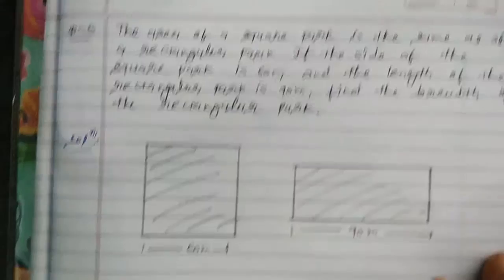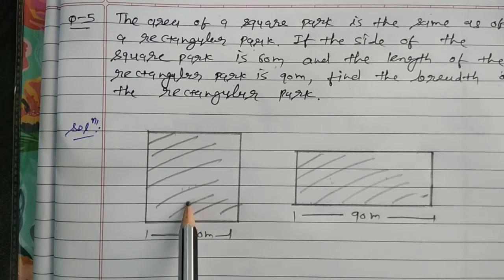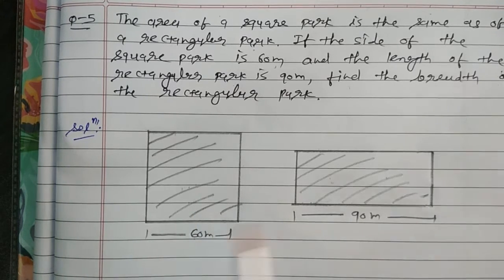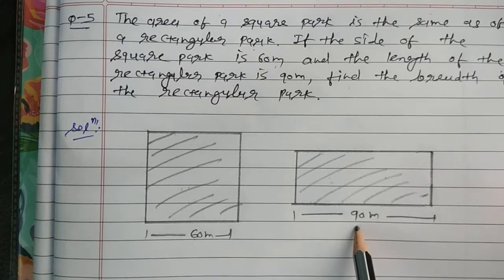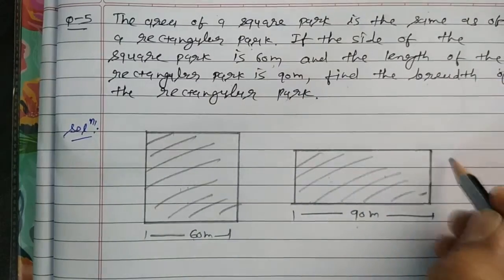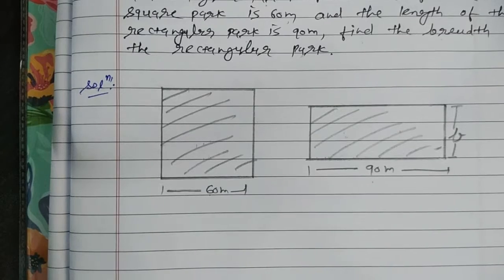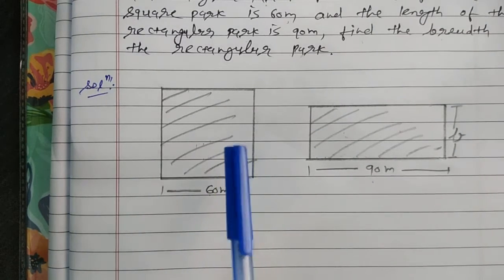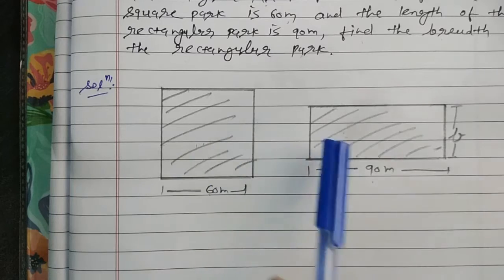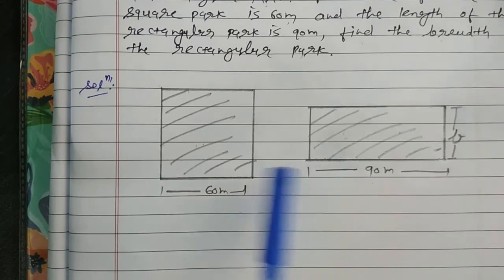And now here measure of a square park side is 60 meter and measure of rectangular park's length is 90 meter, and we have to find the breadth of the rectangular park. So first of all, as it is given that area are equal of these two parks, we will use that information and we will find the breadth.